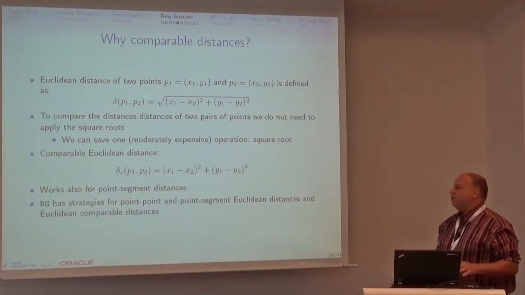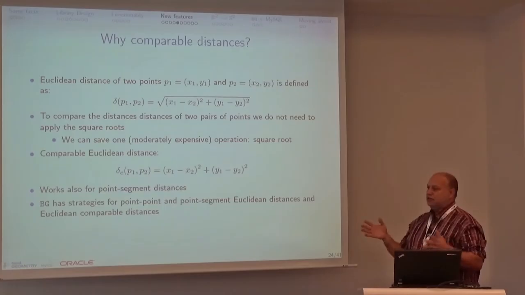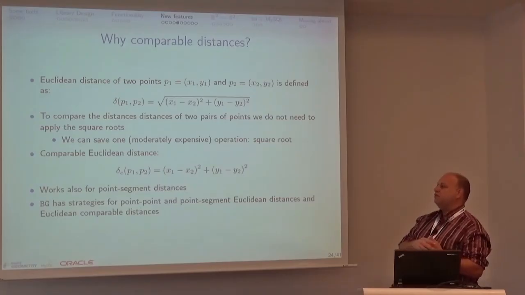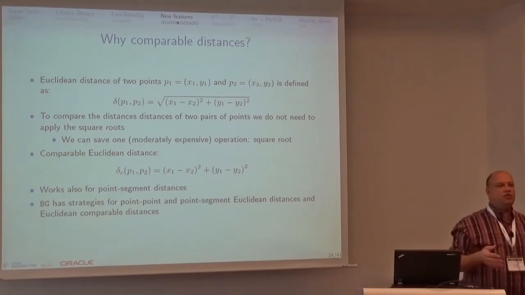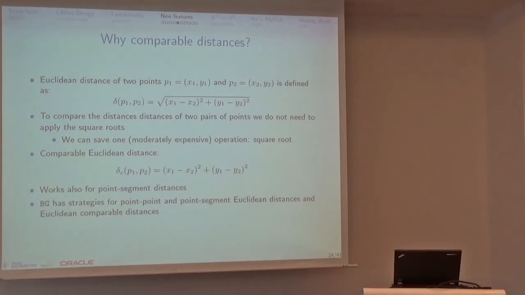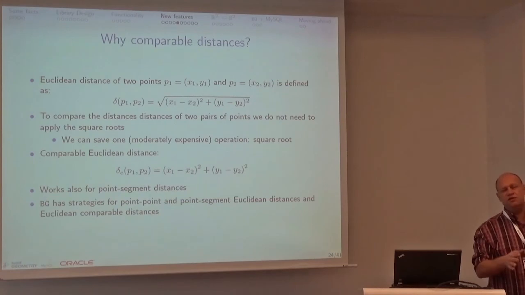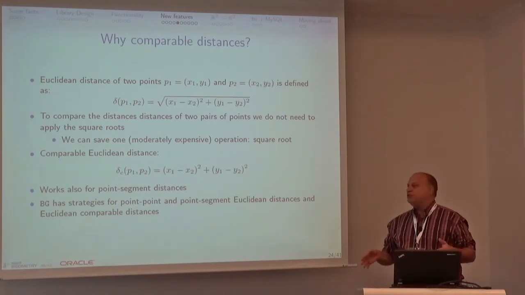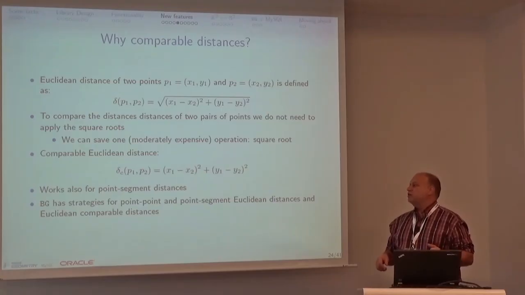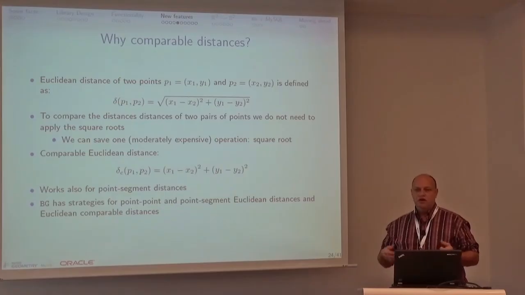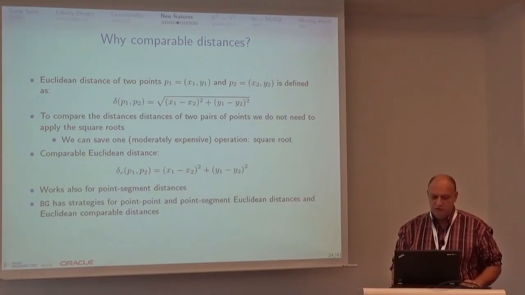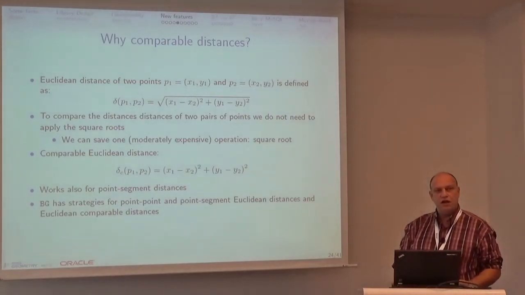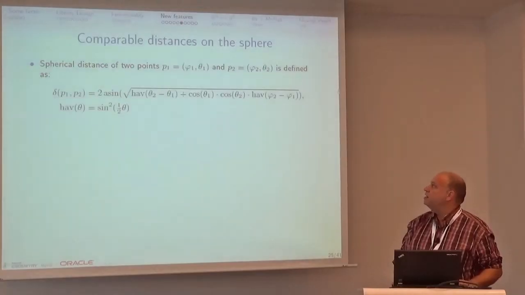And what we have done, what has been in Boost.Geometry and has been extended even further in the past couple of years, is that we have strategies for computing not only point-point distances and point-segment distances, but also point-segment comparable distances and point-point comparable distances in the Euclidean plane. So why do we care about that? Well, we care about that because we're really going to use comparable distances in our algorithms internally, and I'll show you what I mean by that.